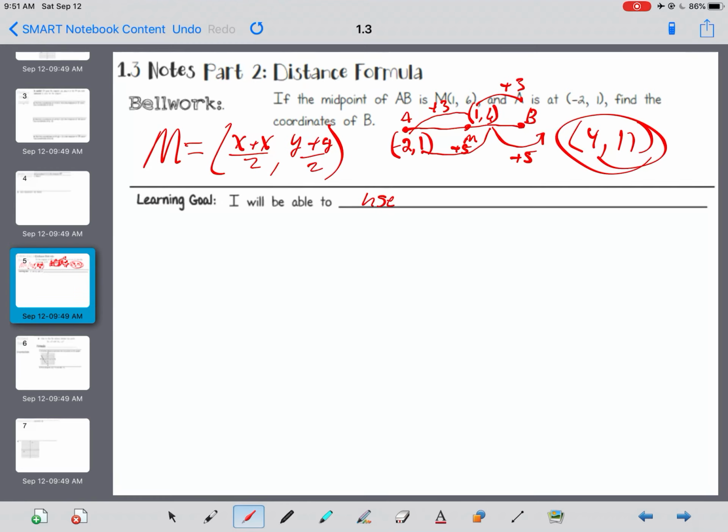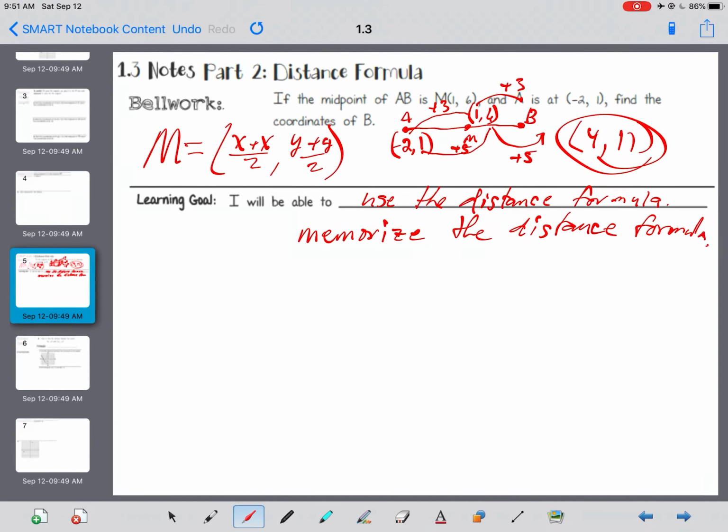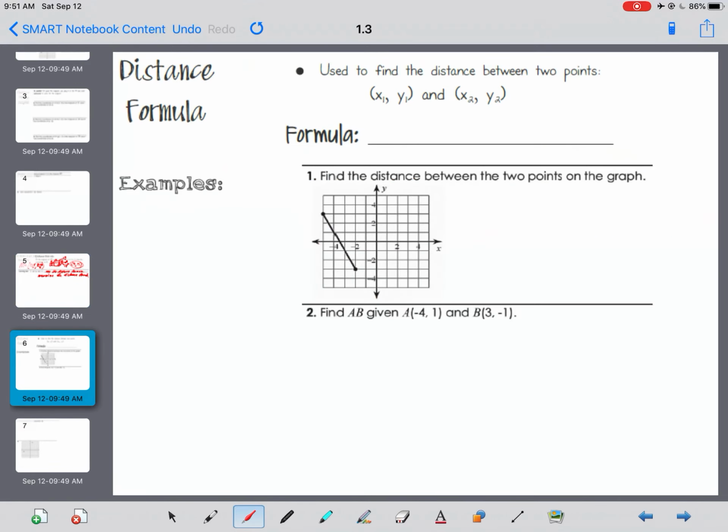Learning goal: I will be able to use the distance formula, and subgoal to that, memorize the distance formula because you're going to need it on the quiz and the test.